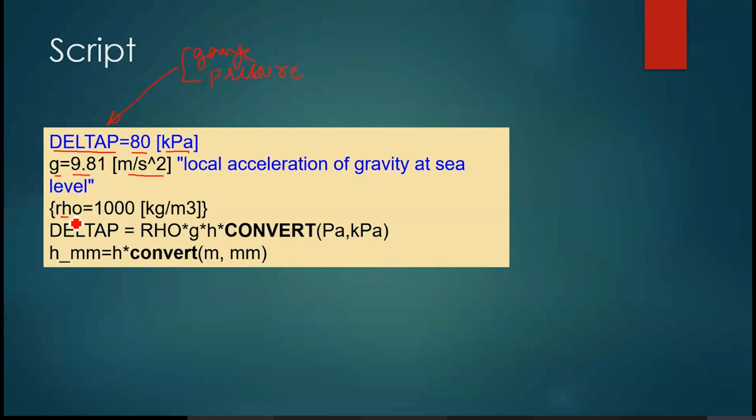Now, what is rho or density? I have defined rho equal to 1000 kg per meter cube. But if you see, I have placed rho in curly brackets. Why?